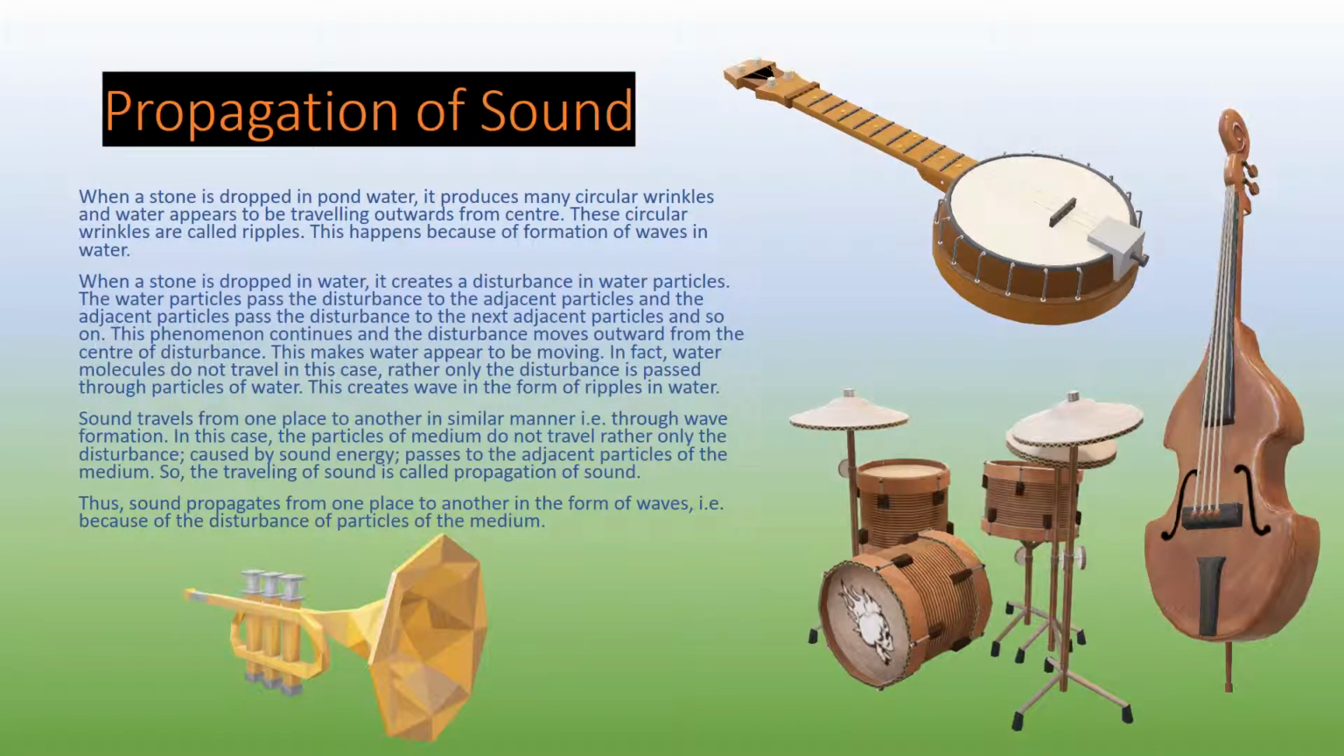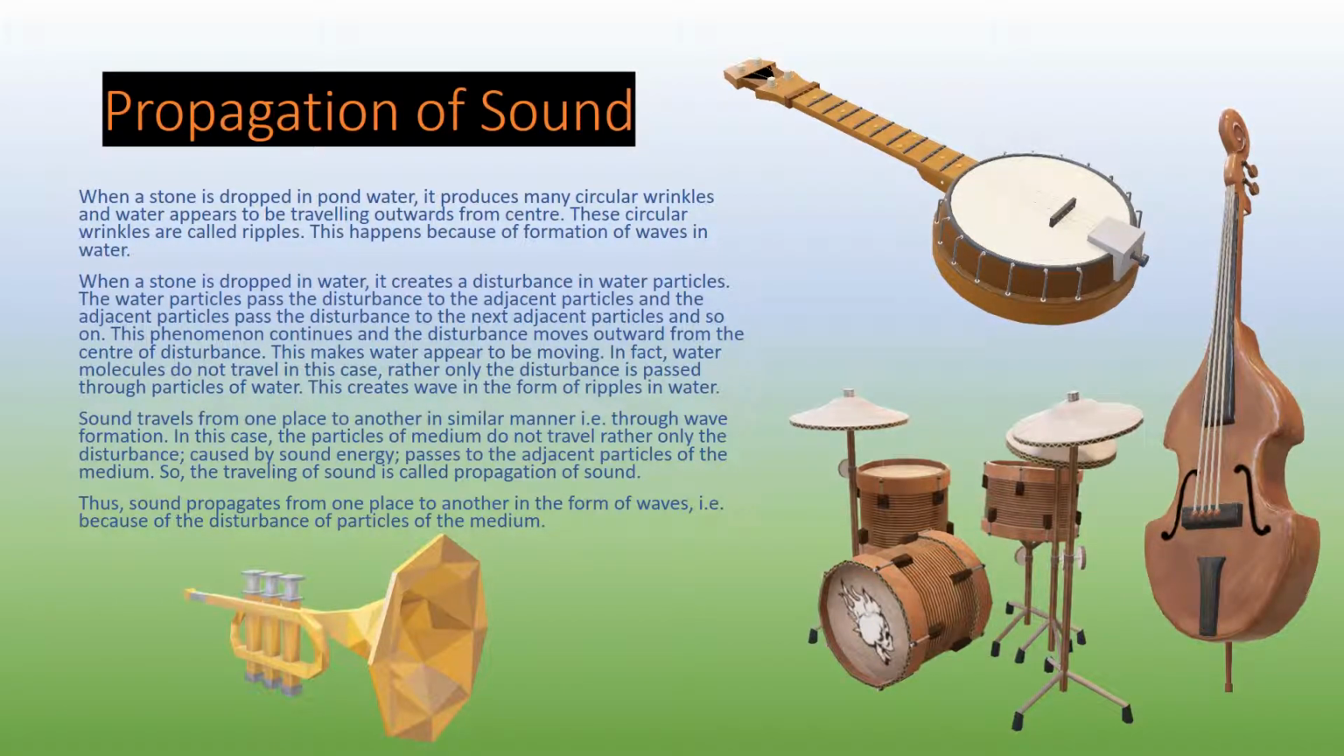Propagation of sound. When a stone is dropped in pond water, it produces many circular wrinkles and water appears to be traveling outwards from center. These circular wrinkles are called ripples. This happens because of formation of waves in water.